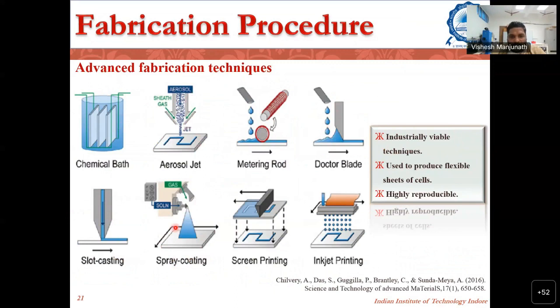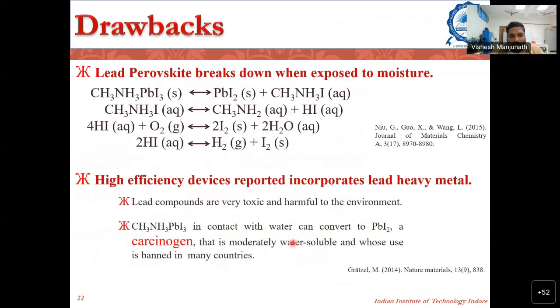You can actually make solutions of perovskite and spray them on films. You can use screen printing if you want patterning. You can use inkjet printing, and depending on the cost and requirement, it can be scaled up. You can use different advanced thin film techniques to fabricate these perovskite films.